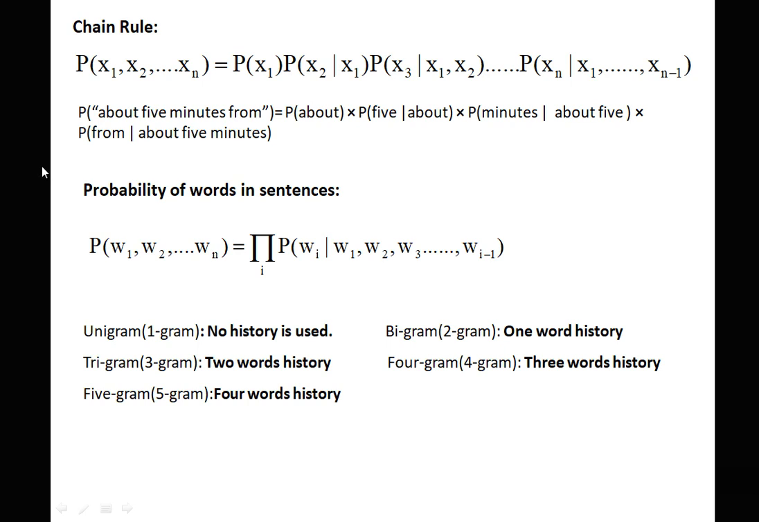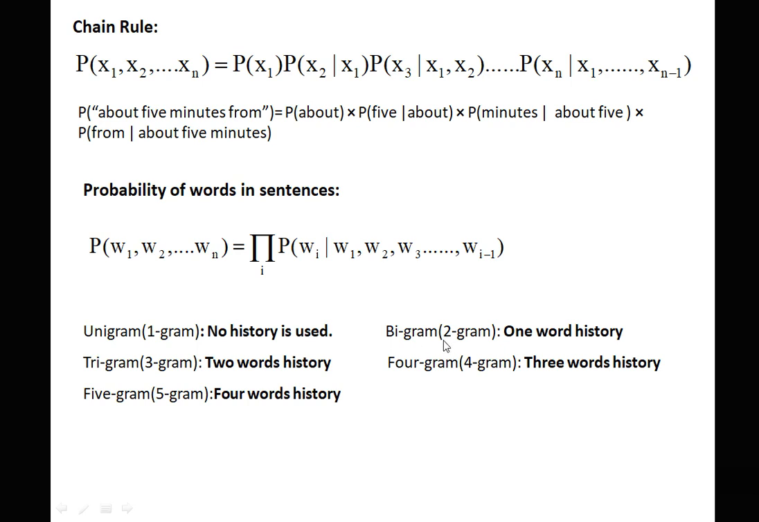Now we modify this formula, which is used in our Ngram model, that is probability of words in sentences. Probability from W1 to Wn is a product operation, multiplication of the probabilities, that is probability of Wi depending on W1 to Wi minus 1. Here the value of i varies, and that is nothing but our unigram, bigram, trigram models. When i is equal to 1, it is called the unigram model, and here no history is used. When i is 1, it is only probability of W1, previous history is absent.